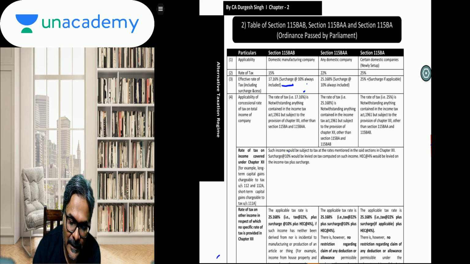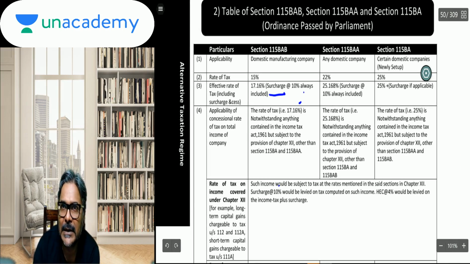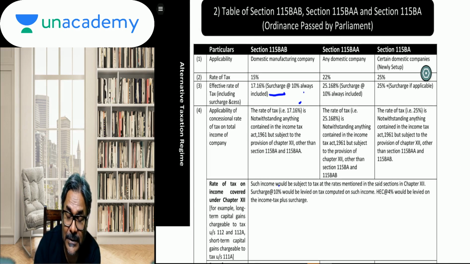Now, if you look into point number 3, for 115BAB and for 115BAA, can you see this particular part? What we have written in the bracket? Surcharge at the rate of 10%, students. Surcharge at the rate of 10% is always included in the case of 115BAB and in the case of 115BAA. Whereas if you see 115BA, the surcharge factor is not included.